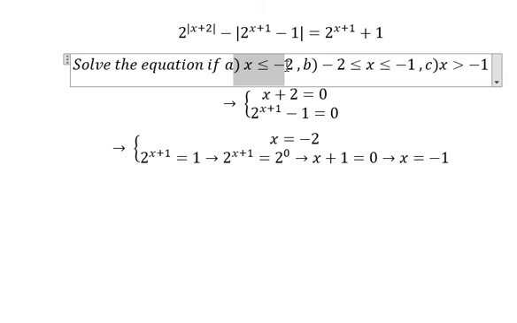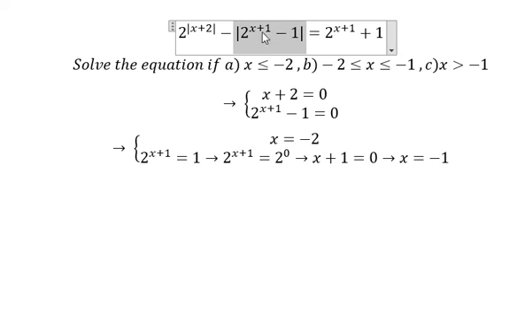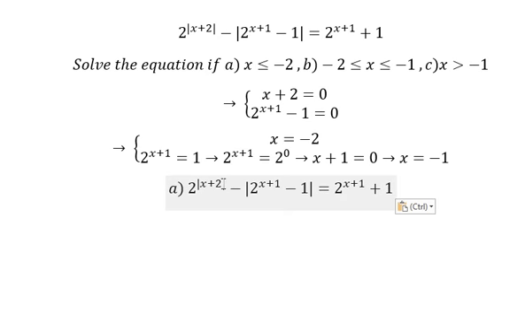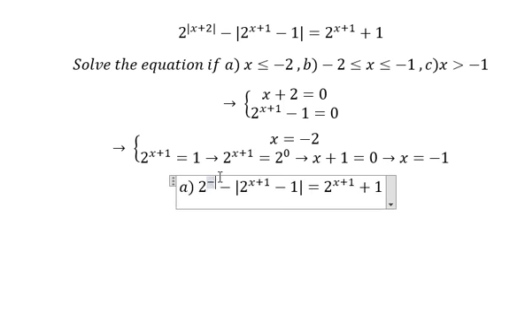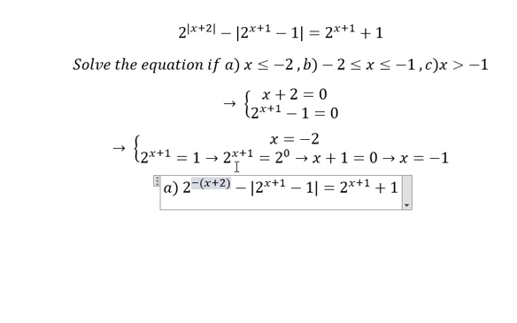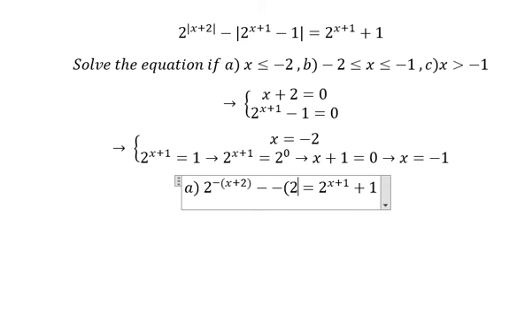Question A. We need to find a solution when x is smaller than or equal to negative number 2. When x is smaller than or equal to negative number 2, this one and this one, they will go to negative. So we change this one into negative x+2. This one we change for negative 2 to the power of x+1 minus 1.